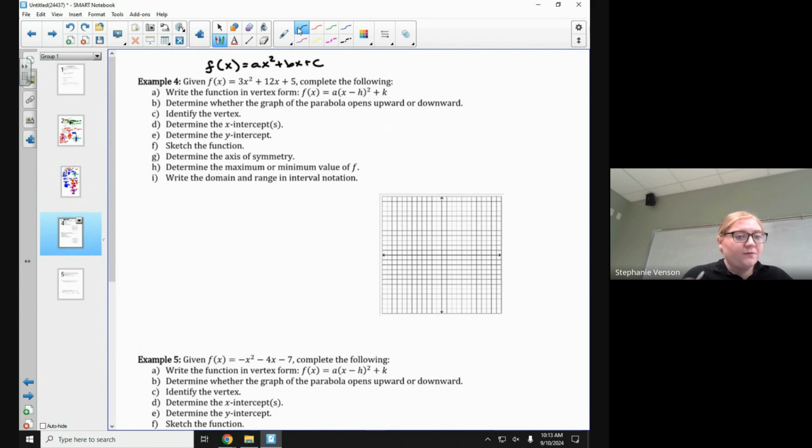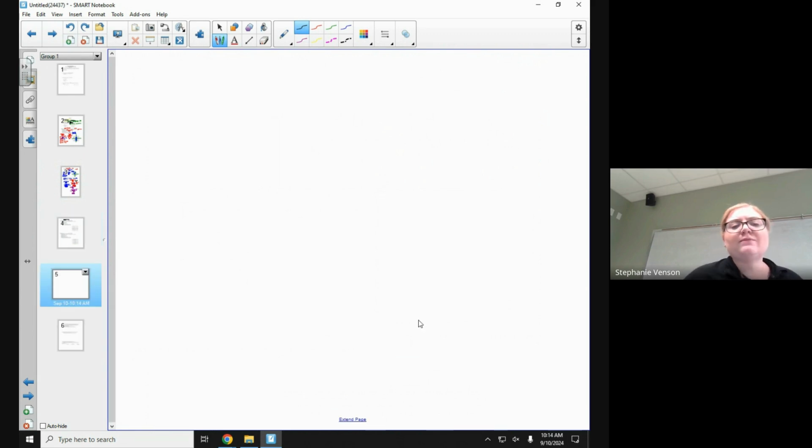Now, the very first thing you've never done before, it says write the function in vertex form. So what I'm going to do is teach you how to write it in vertex form, and then you're going to be able to use that vertex form to answer the rest of the questions just like you did in example 1 and example 2. So I'm going to give myself a little more room. I want to make sure I write it large enough for everybody. So this is how we do example 4a.